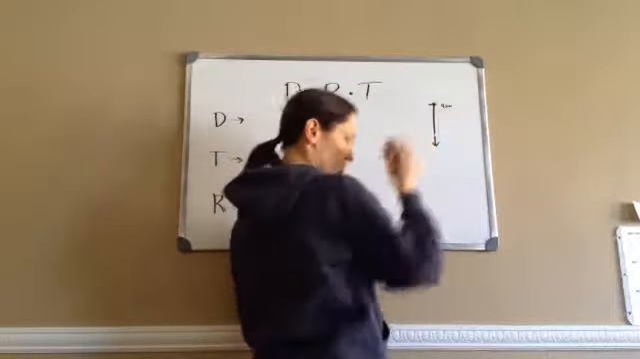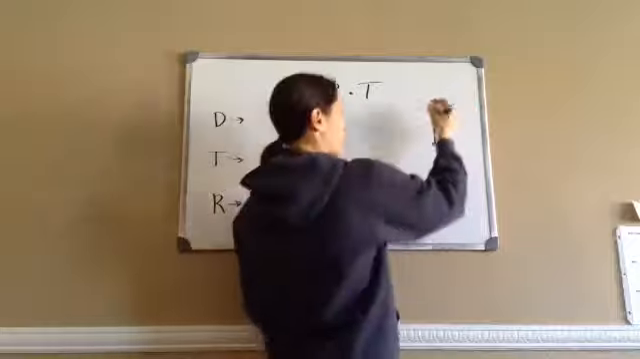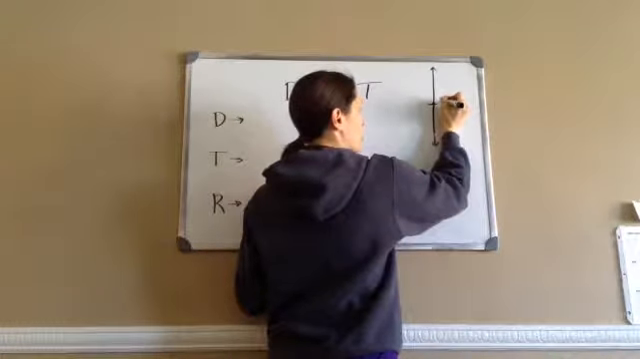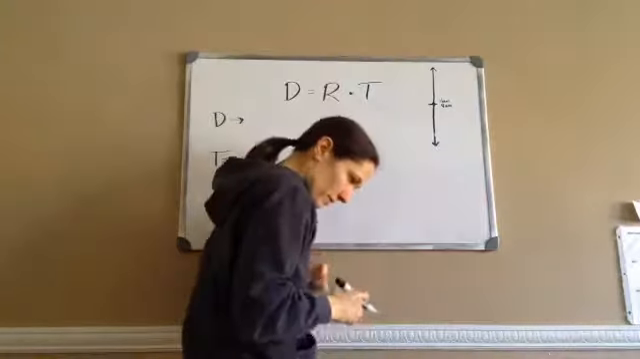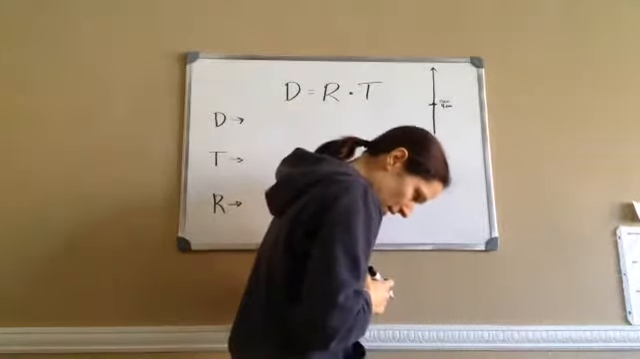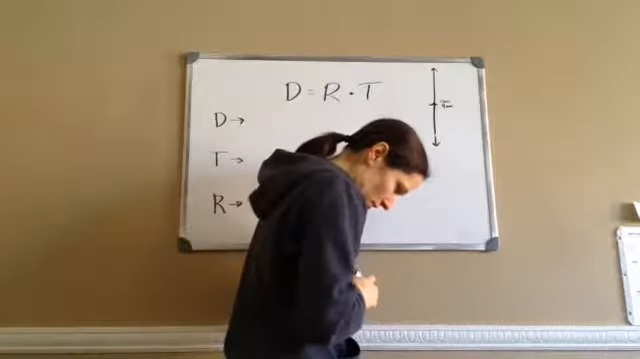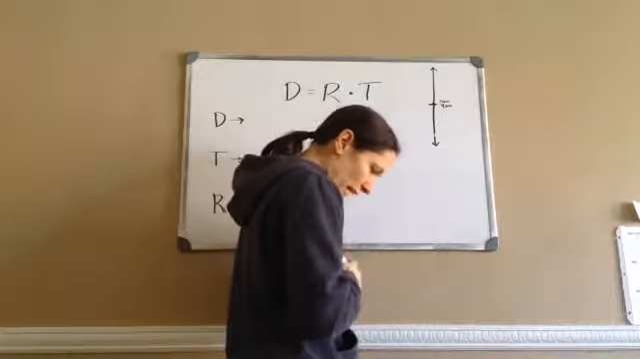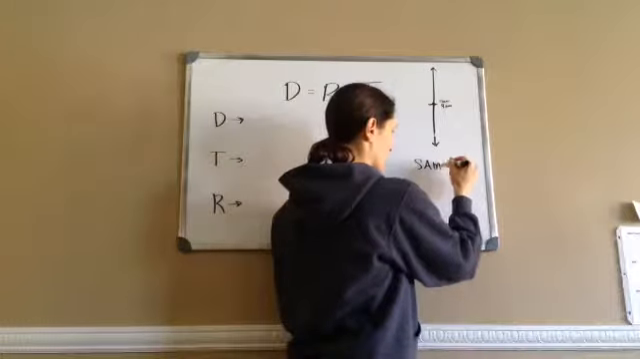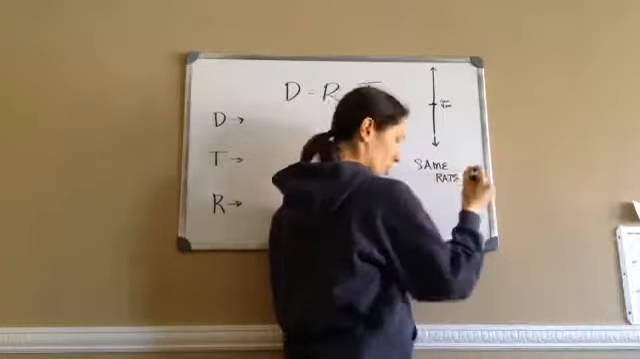Two hours later, a northbound bus left the same station. So this is our station. A northbound bus left the station. And what time was it? Two hours later, so we know it was at 11 a.m. Two hours later, a northbound bus left the same station. If the buses traveled at the same rate, I'm just going to write same rate. That's important to know.